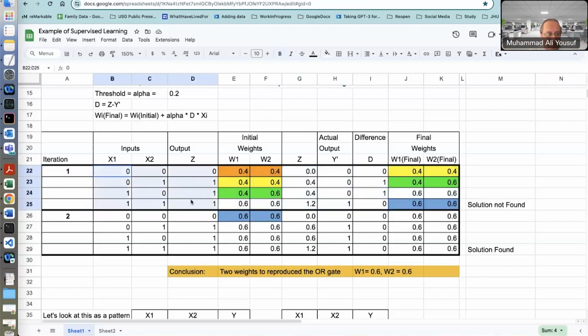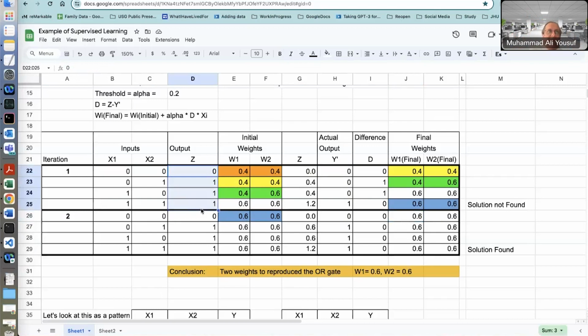This whole table that you see here is copied here again. Again, the numbers copied from here to here, here to here. You do all these calculations and you see 0.6, 0.6, 0.6, 0.6. These numbers now no longer change, which means you have found the solution. You have found two weights, only two weights that can reproduce this whole table of 4 values.